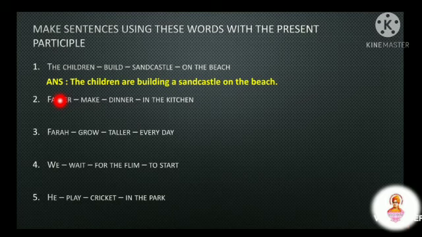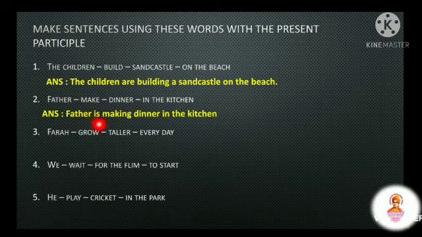Yes. Then father make dinner in the kitchen. Here which is the verb? Make. Yes. So we have to change this make into ing form. So making. To complete this sentence, we need the helping verb. Yes. What are all the helping verbs? Is, are, was, were, am. These are all helping verbs. Here father. Father is a single person here. So father is making dinner in the kitchen. If it is singular, you have to use is or was. If it is plural, you have to use are or else were.